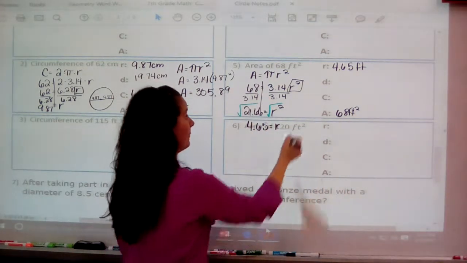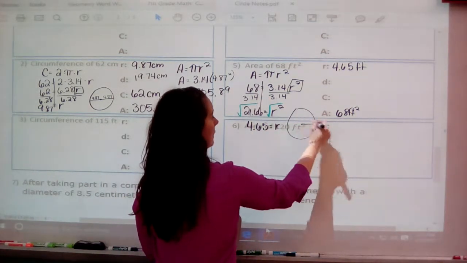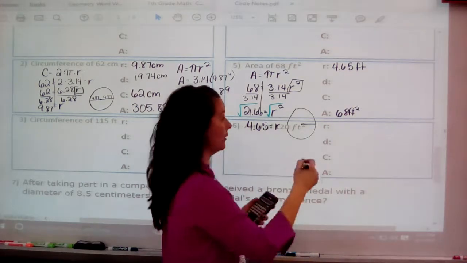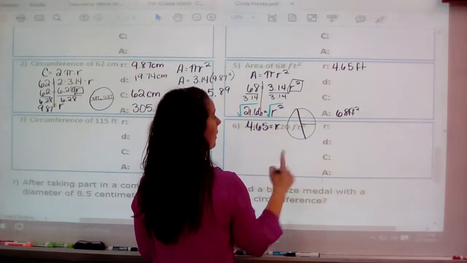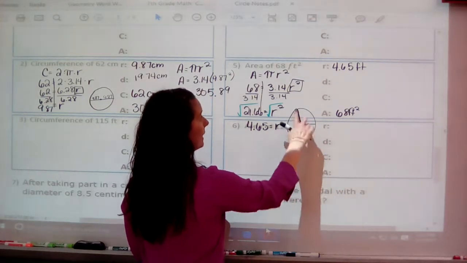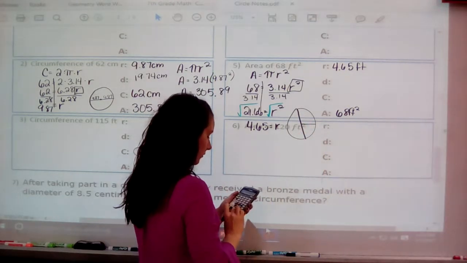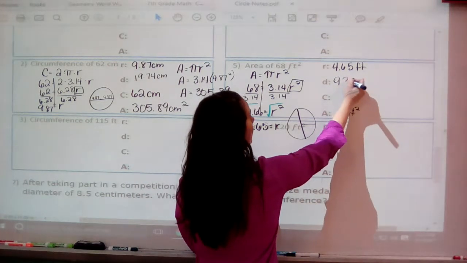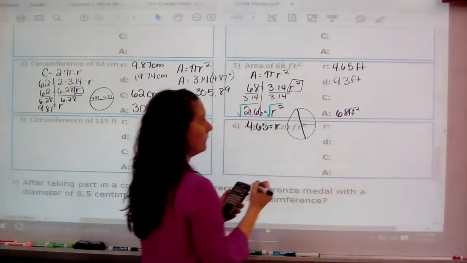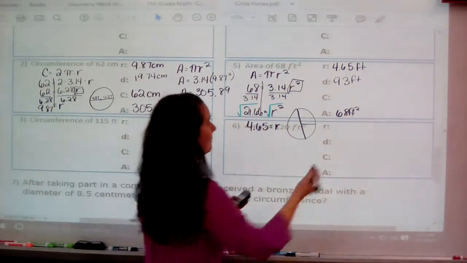So again, I know that my radius is half of the circle from the center to the side. So my diameter would be all the way across. My diameter is twice the length of my radius. So 4.65 times 2 would give me 9.3 feet for my diameter. Now I'm just left finding my circumference.